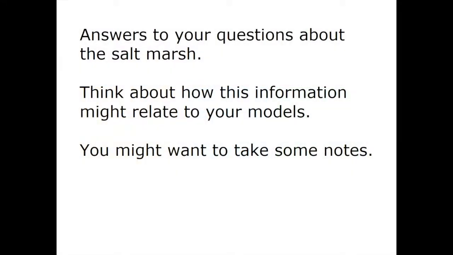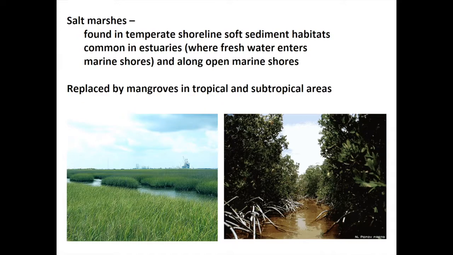Many of you had questions about various aspects of the ecology of the salt marsh. So I just wanted to provide you with some information about the ecology and biology of the salt marsh and organisms that live there. Salt marsh ecosystems are found in temperate habitats, both north temperate and south temperate habitats. Where we find them is along shorelines with soft sediments, sand and muddy type habitats, and they're very, very common, particularly where we have estuaries.